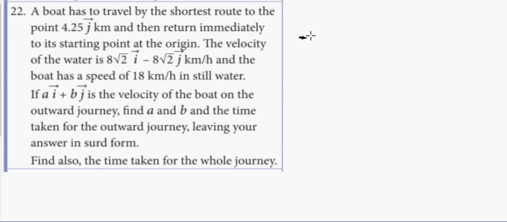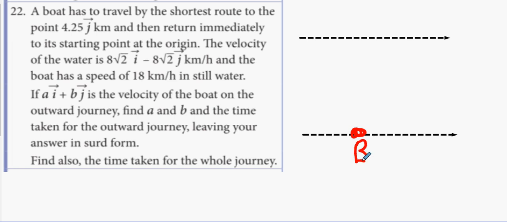We have a boat, and for argument's sake, pretend it's a bank. Okay, boat starts here, and it wants to end up here, and that distance is straight up at 4.25.